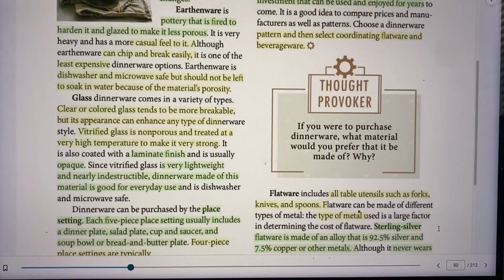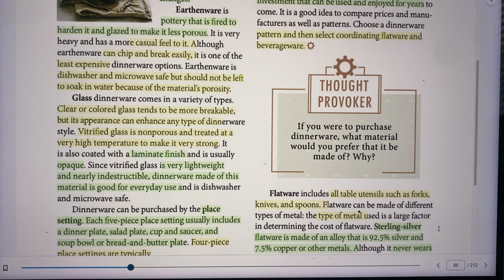Earthenware. Earthenware is pottery that is fired to harden and glazed to make it less porous. It kind of looks like pottery. It is very heavy and has a very casual feel to it. One of my friends actually made pottery right from the pot, as a potter's field, and brought it in. Although it can chip and break easily, it's one of the least expensive dinnerware options, earthenware. Just think of earth, you think of pottery, right?